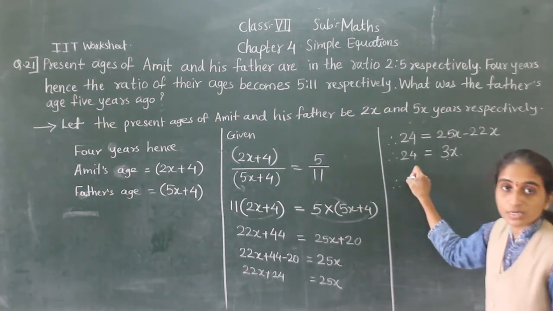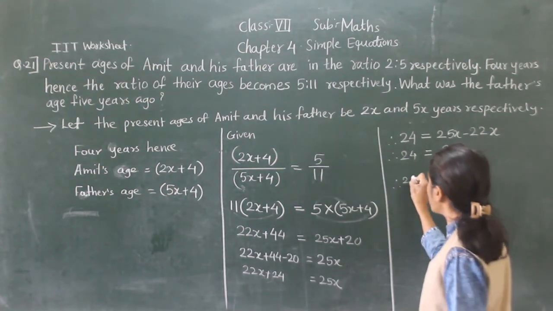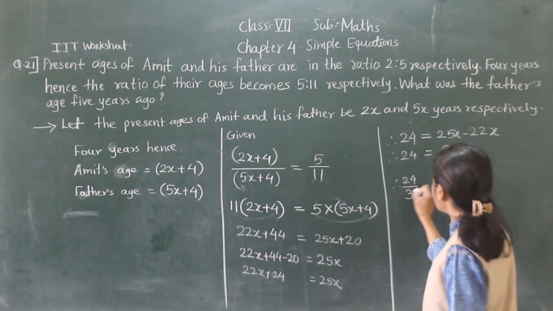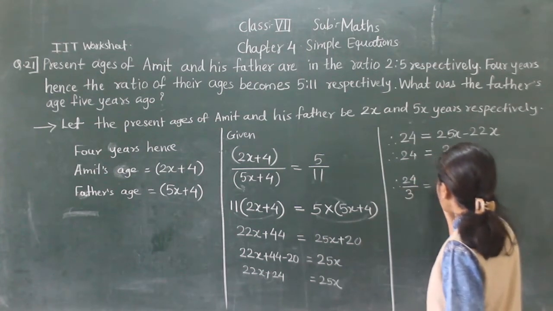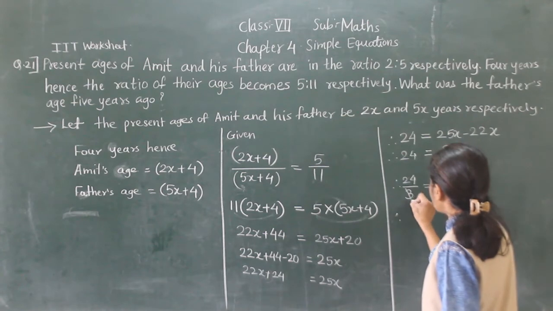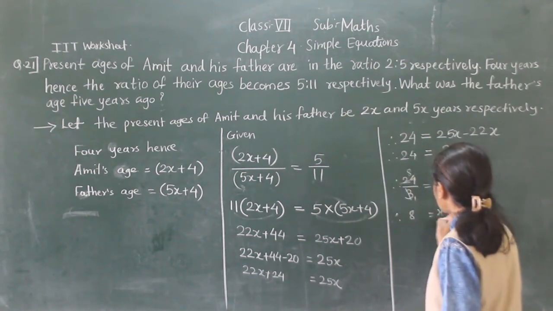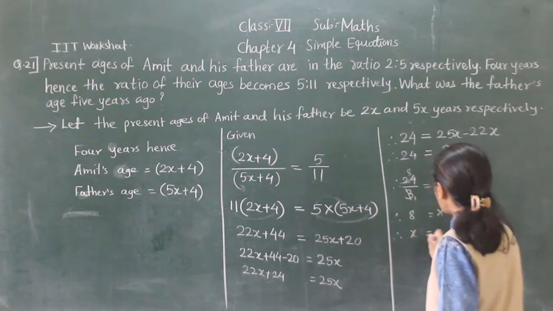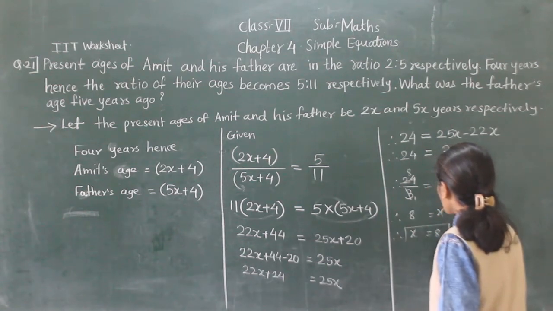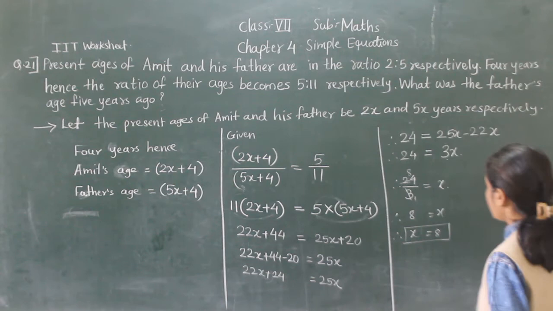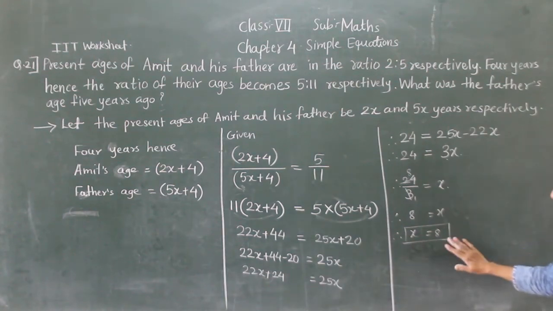It will transfer to this side, then it will become divided by 3. So 24 divided by 3 is equal to x. 3 ones are 3, 3 eights are 24. So x is equal to 8. Therefore, x is equal to 8.